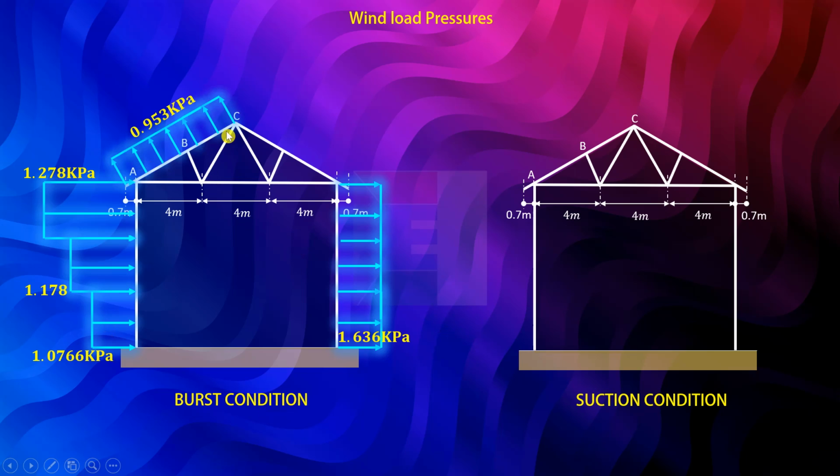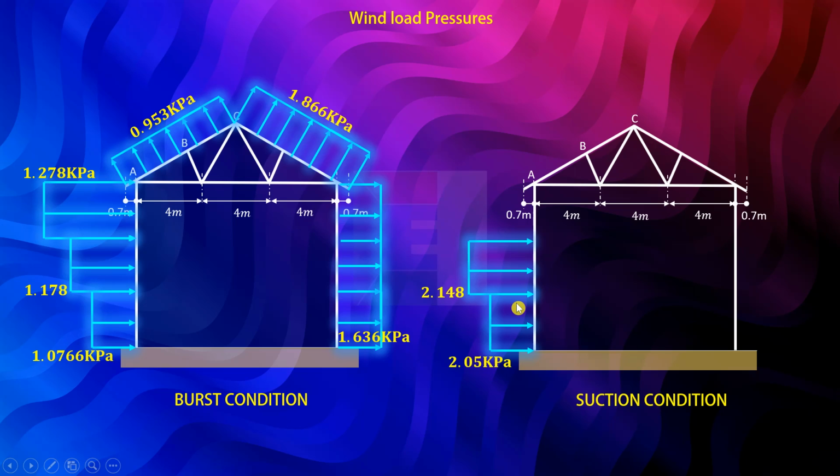And then sa roof pressure naman for the windward, so we have 0.953 kPa. Negative yung nakuha natin, so that is away sa surface. Yung sa windward, positive lahat yan, so towards the surface. Yung leeward is negative, so away sa surface. And then for the leeward na roof side, so again, that is negative yung nakuha natin, so that is away sa roof. 1.866 kPa.